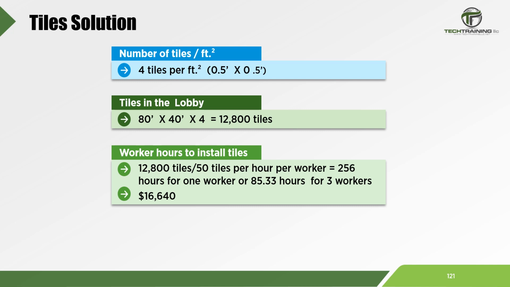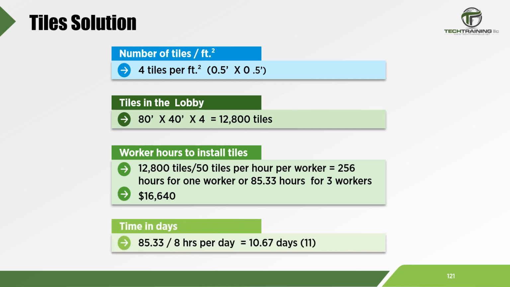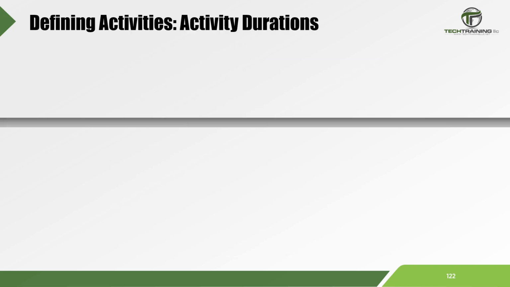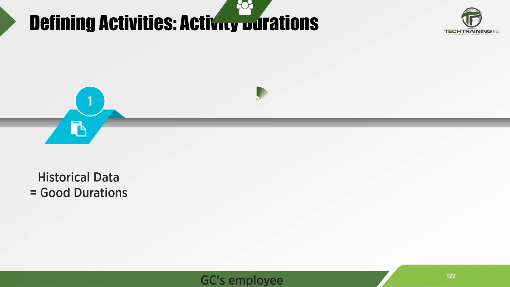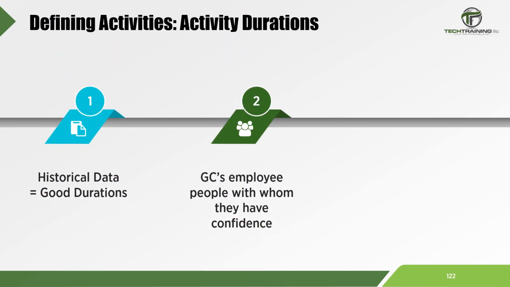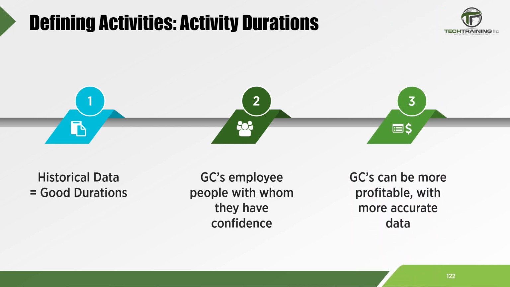Finally, if each worker needs to put in 85.33 hours, and they are working 8 hours per day, the entire project should take 10.67 days or 11 days. Once again, we now have an estimated cost for the task and a duration to put in our schedule. Of course, the best way to determine duration is through historical data. Many successful GCs employ the same people over and over again because they have historical information which indicates that a particular subcontractor gets a particular task completed within a given period of time, which the GC can feel confident in. And if you know with good accuracy that someone is going to accomplish a particular task within that given time, it helps the GC as the GC becomes more profitable because their estimates of time and money are more accurate.